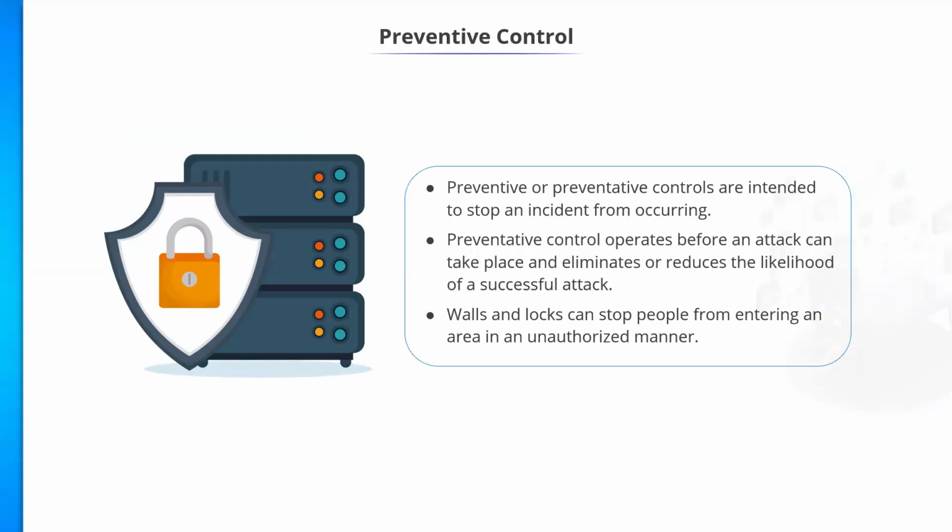Then we have controls based on functionality: preventive, deterrent, detective, corrective, compensatory, and recovery. Preventive, as the name says, can prevent something bad, it can prevent an attack from happening. Firewall, intrusion prevention system, security guards, locks, walls, fences can prevent an attack and reduce the likelihood of a successful attack. That is preventive.